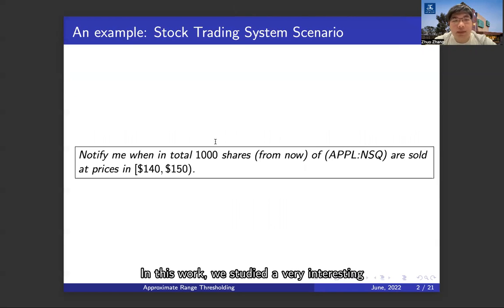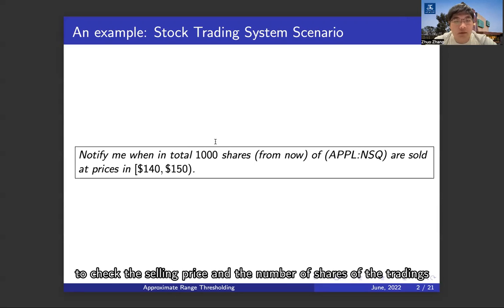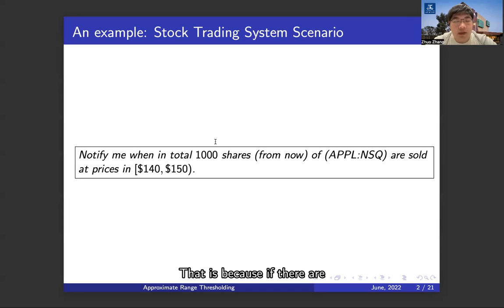In this work, we studied a very interesting type of queries in the stock trading system scenario. We all want to earn money from stock trading. So some people may spend their whole day monitoring the transaction record of some stock to check the selling price and the number of shares of the tradings. That is because if there are a number of tradings with some abnormal, or we say sensitive, price range happening, they may regard it as a strong signal to speculate either the price of the stock will rise or fall in the future.